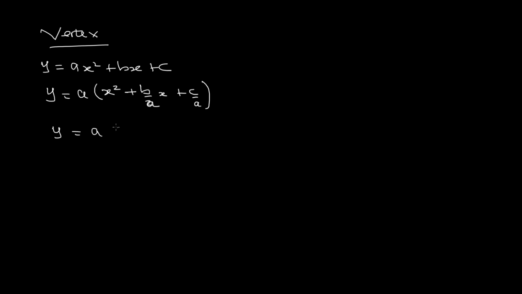Then we look at this and we complete the square there. y is equal to a. If we complete the square of this, we're going to end up with x plus b over 2a, that we're going to square. At the same time, we're going to take away the square of this, which is b squared over 4a squared, then plus c over a. Now, we need to remember that we are trying to have it in this format.